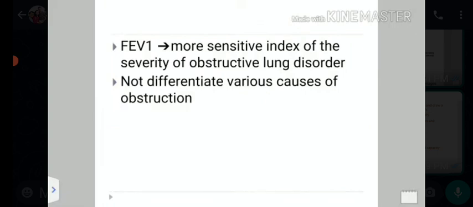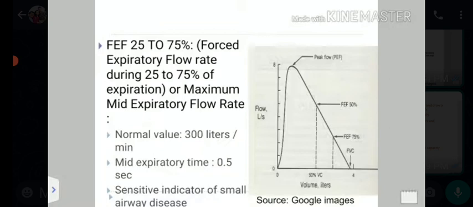FEV1 is reproducible and it is a highly sensitive index for obstructive lung diseases. However, it does not differentiate the different causes of obstructive lung diseases. Next parameter is forced expiratory flow during 25 to 75% of expiration. It is also known as maximum mid-expiratory flow. The normal value of it is 300 liters per minute and the mid-expiratory time is 0.5 second. It is a sensitive indicator of small airway diseases.